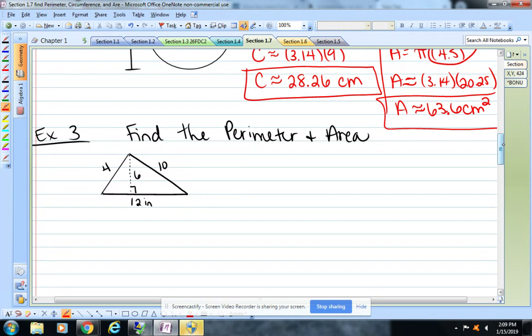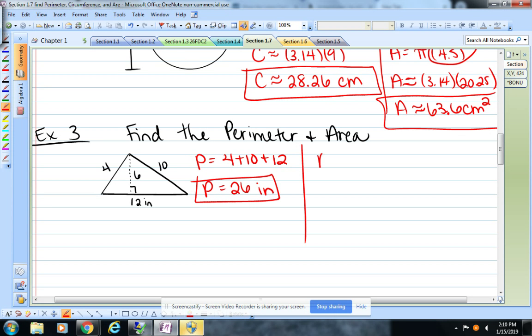All right. How do you find the perimeter of a triangle? You just add all the sides. So what numbers are we adding? 4 plus 10 plus 12. Can y'all tell me what that is? 26. What's my units? Inches. So any questions on how we got the perimeter of the triangle? Pretty simple, right?